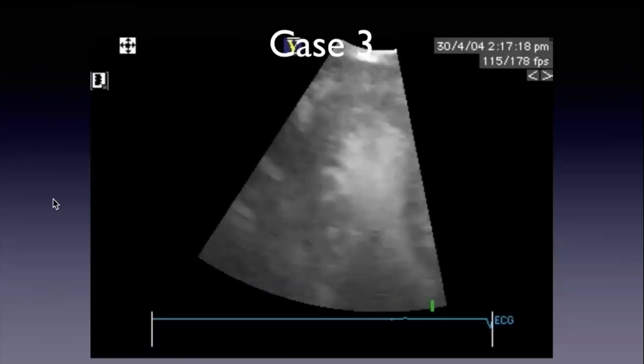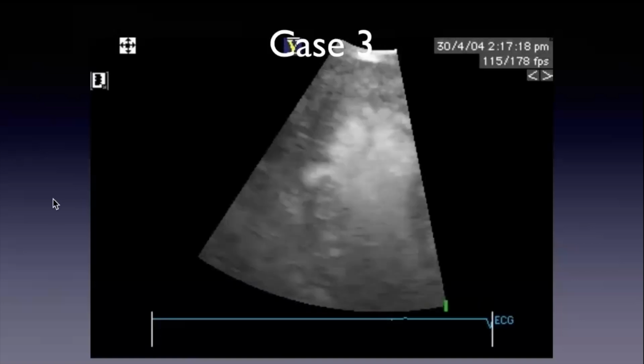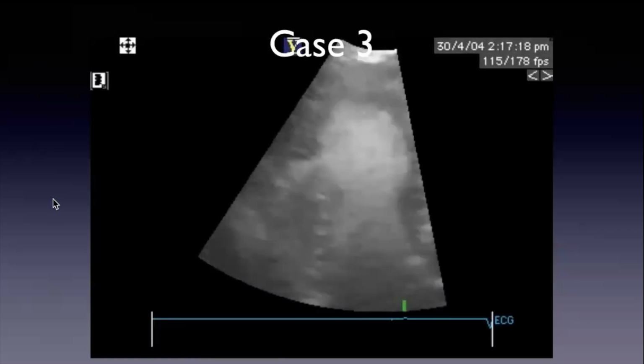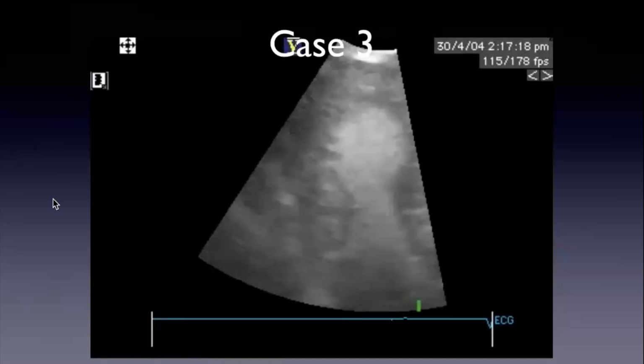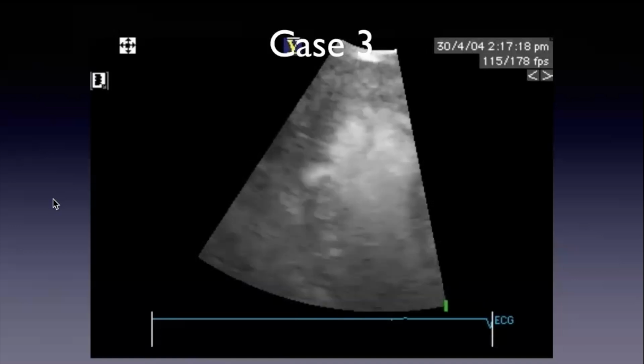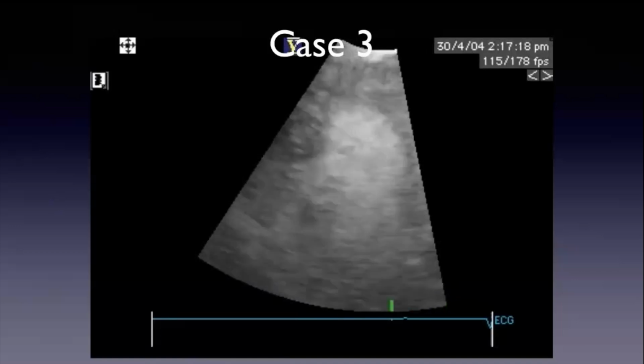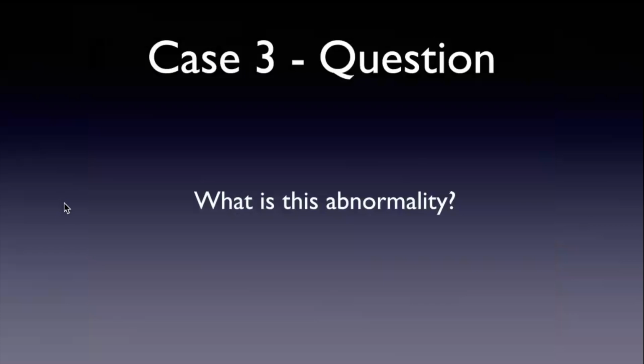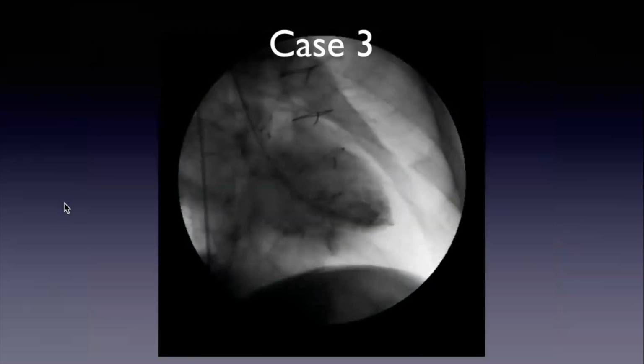So that brings in the other differential, that this could be a cleft. But the cleft is the right kind of concept, though there's another term that's used more commonly to describe this. It's a diverticulum. So this is a diverticulum. And actually, I don't want to downplay echocardiography, but this is the LV angiogram.